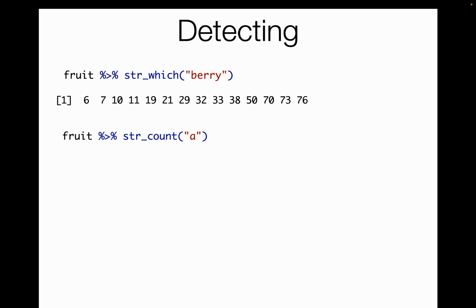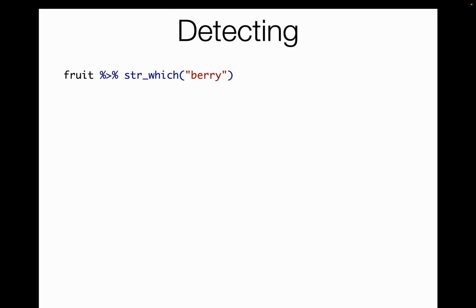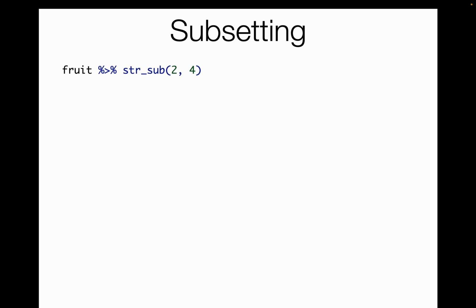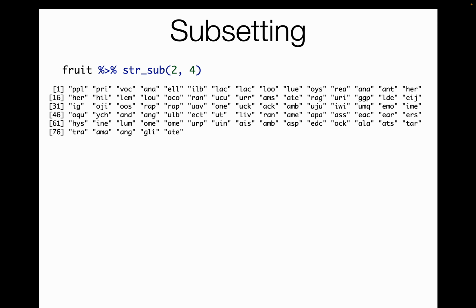Okay. str_count counts how many A's are in each one. That could be helpful in a myriad of different places. So str_count. Now, subsetting with str_sub. And so str_sub, and then I feed it 2 and 4. You can think about for a second what that might do. And it looks like this.